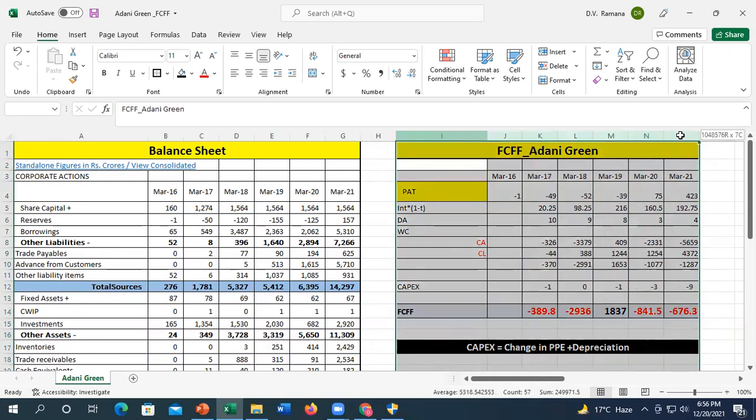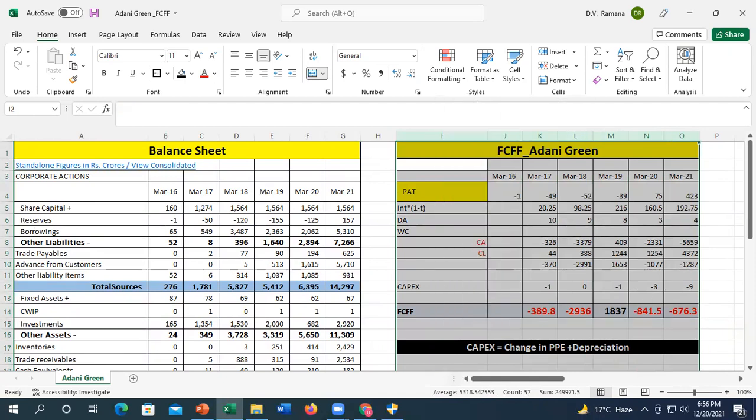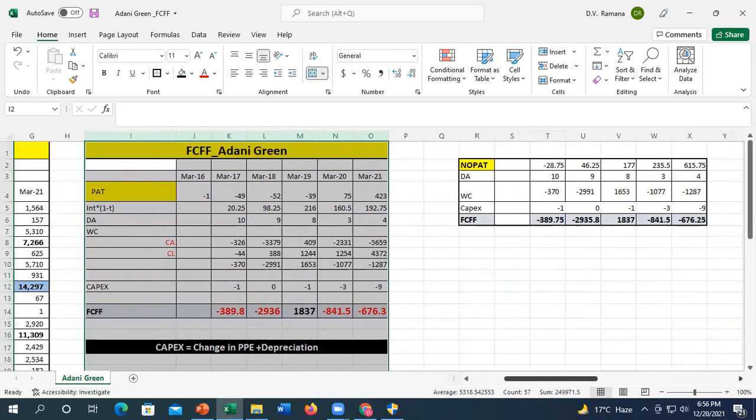Now let us do the same calculation, derive FCFF by using the NOPAT, by using net operating profit.